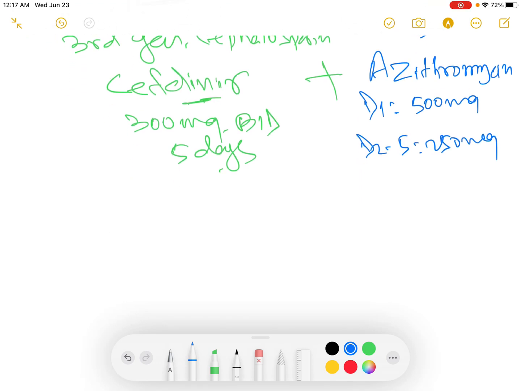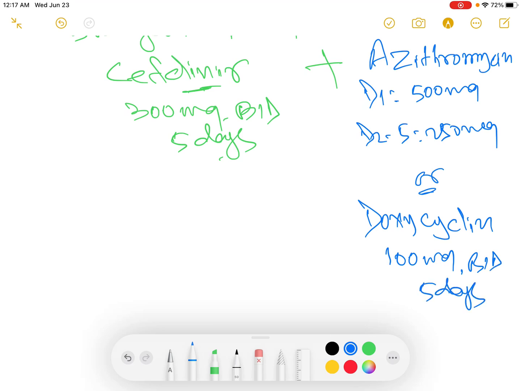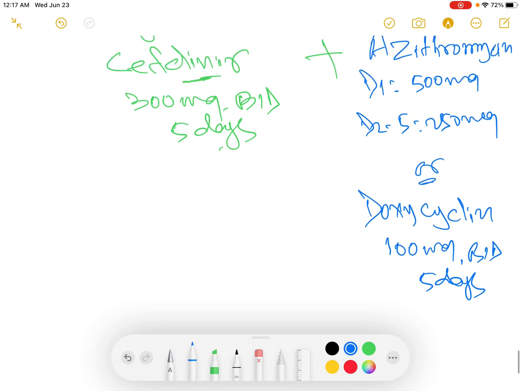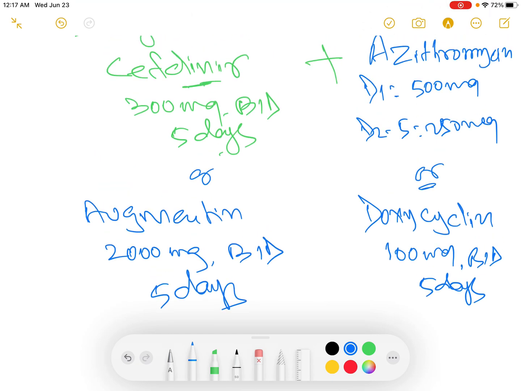If for some reason the patient cannot tolerate azithromycin, specifically since one of the side effects of azithromycin is QT prolongation, then you can use doxycycline, 100 milligram BID for 5 days plus cefdinir. The alternative to cefdinir is that you can use Augmentin. This is the high dose Augmentin, 2000 milligram twice a day for 5 days. So either Augmentin plus Z-pack or doxy, or cefdinir plus Z-pack or doxy. These are wonderful combinations.